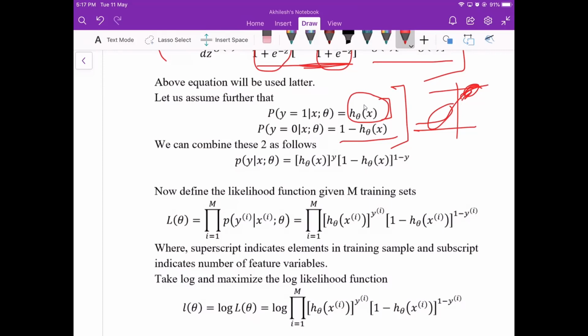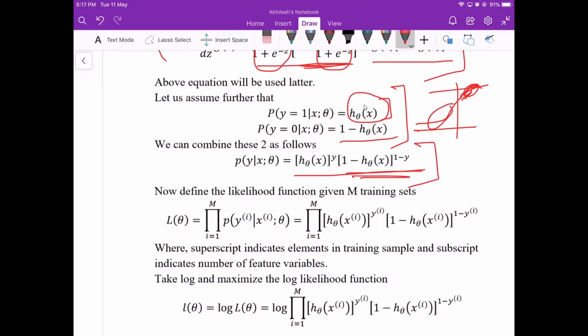And now let's combine these two. When we combine these two, we can write in this general form. Here we have y equal to 1 and y equal to 0. Suppose we take any value, then we can write in this fashion: h theta to the power y, and then 1 minus h theta to the power 1 minus y.